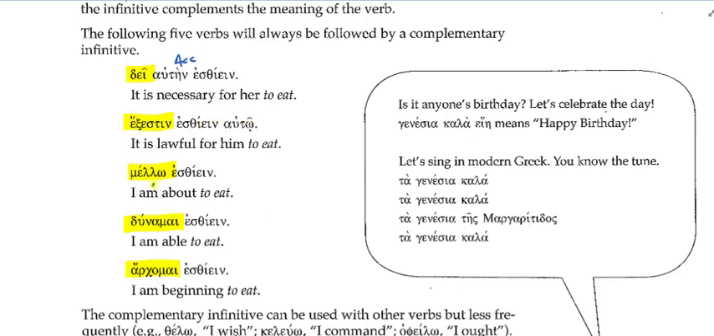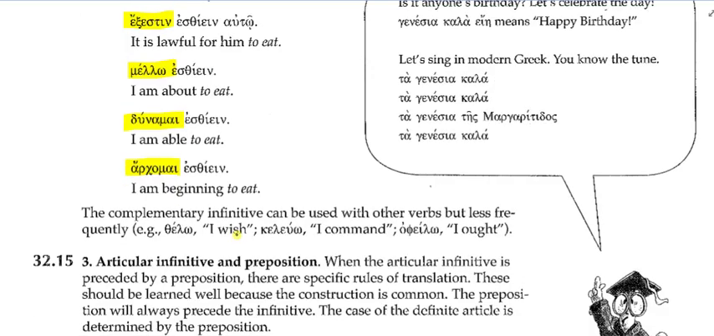Okay? Mellei. That is not a basketball player. All right? Mellei means to be about to. Or, if you're from the South, to be fixin' to. Okay? Mellei esthiein. Infinitive following mellei. I am about to eat or I'm fixin' to eat. Dunamai. I am able. If I say, hey, I am able, you want to know to do what, right? This is a verb that requires an infinitive to complete it. I am able, dunamai esthiein, infinitive. And then archomai, I am beginning. I am beginning to do the infinitive, to eat, esthiein.